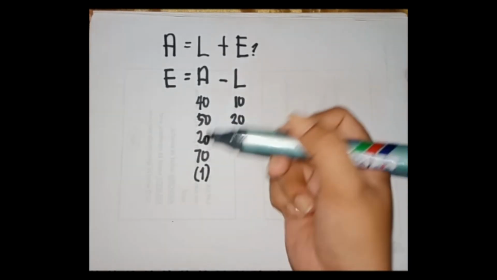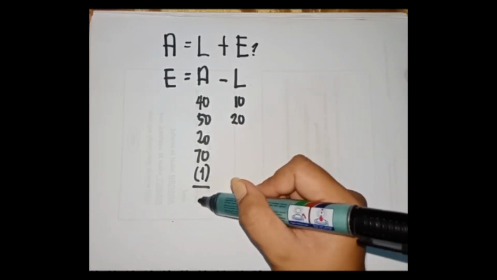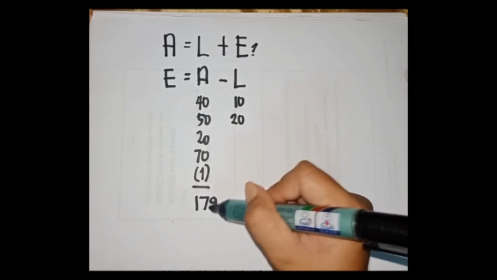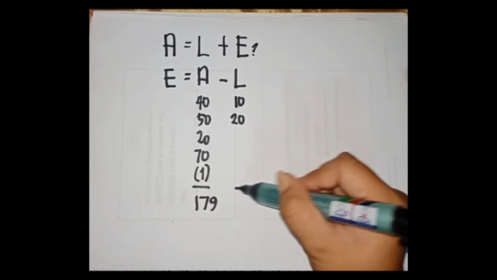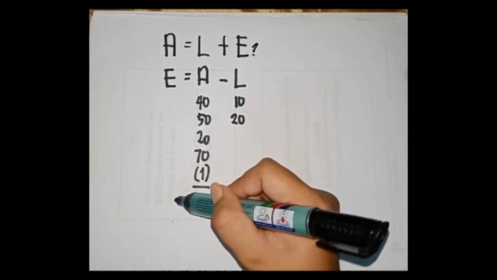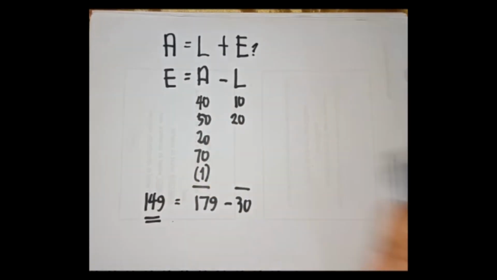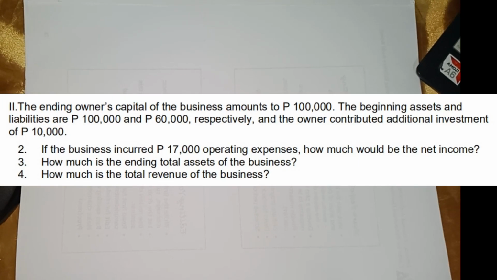Now, let's compute our total. For our asset, we have a total of 179,000 less liability of 30,000. Therefore, our equity is equal to 149,000 pesos. Problem number 2, we have 3 questions.